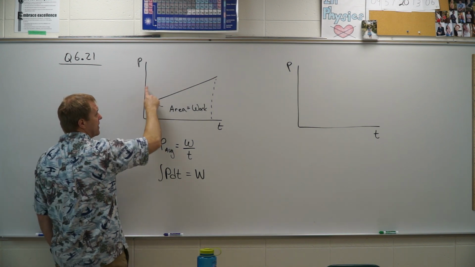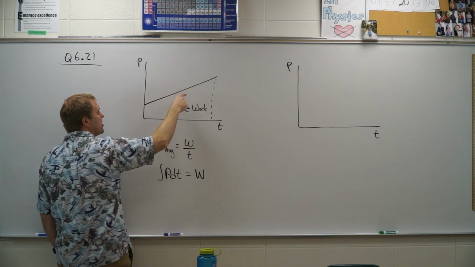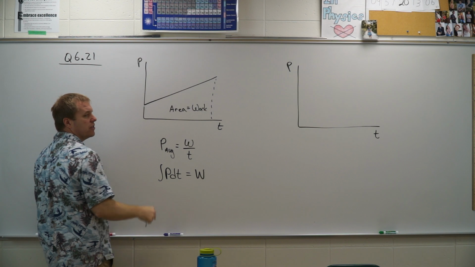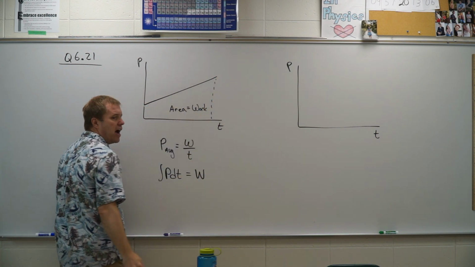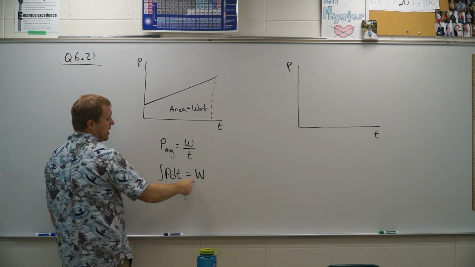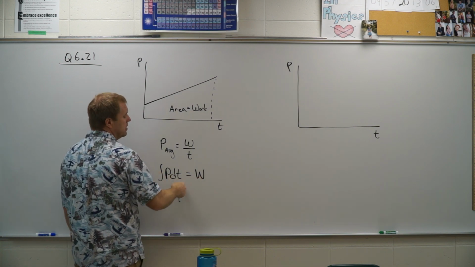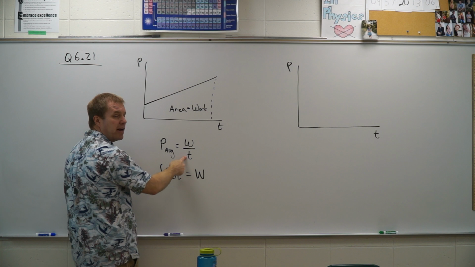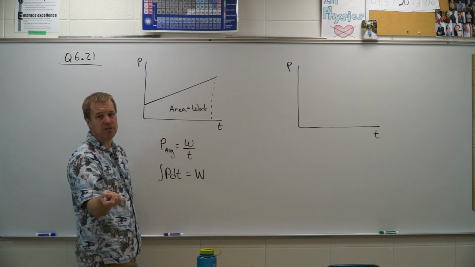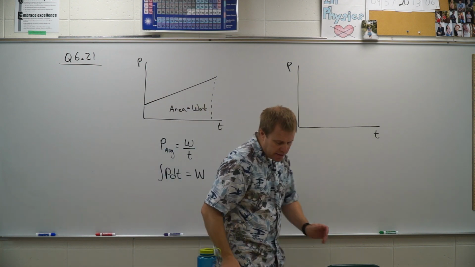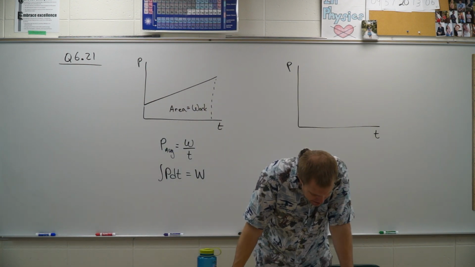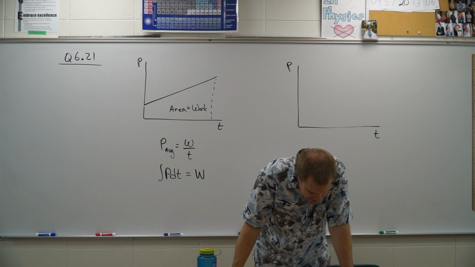If it's a straight line like this, in order to find the average, I would just take the final plus the initial, divided by 2. If this was a curved line, I would have to find my integral, find the work, and take the work divided by my time interval to get my average power. Either one would work.